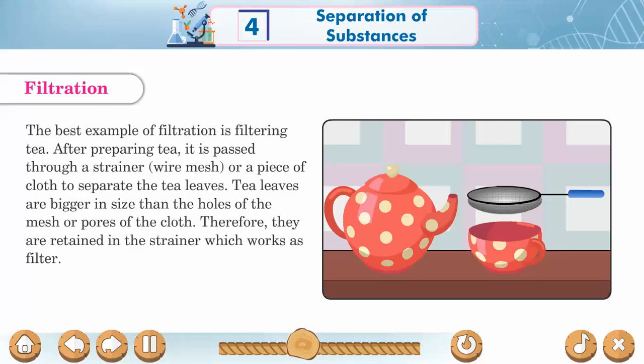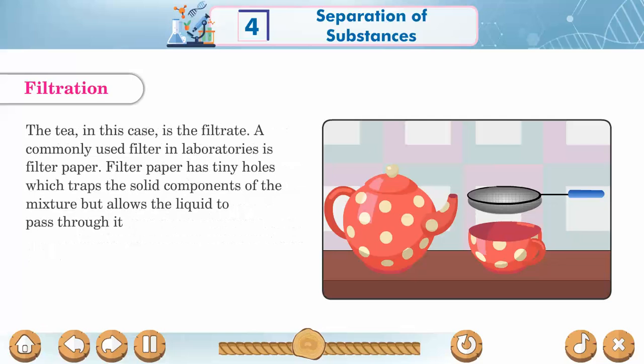After preparing tea, it is passed through a strainer or wire mesh or a piece of cloth to separate the tea leaves. Tea leaves are bigger in size than the holes of the mesh or pores of the cloth. Therefore, they are retained in the strainer which works as filter. The tea in this case is the filtrate.